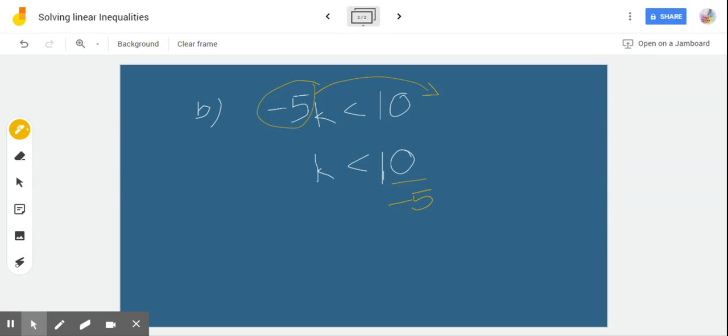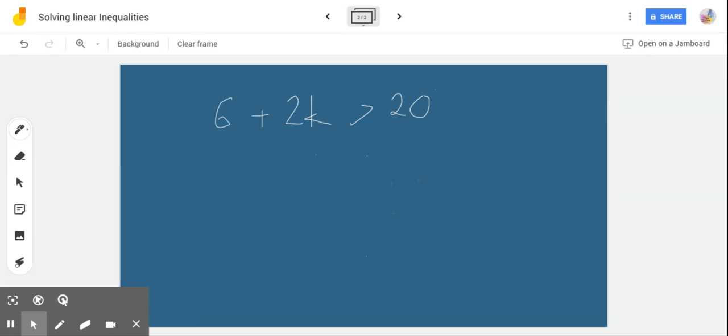So now you will become k, 10 divided by negative 5, you get negative 5. Okay, sorry, negative 2. Now, we recall, if you divide by a negative number, the symbol changes. So this is the answer.